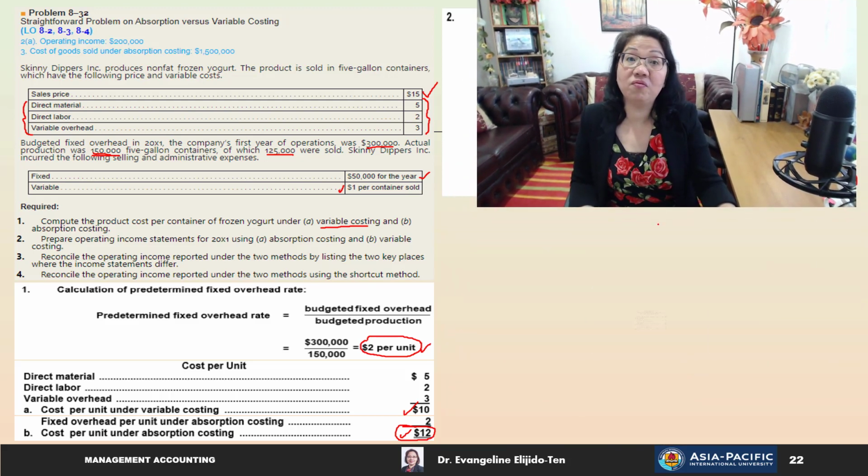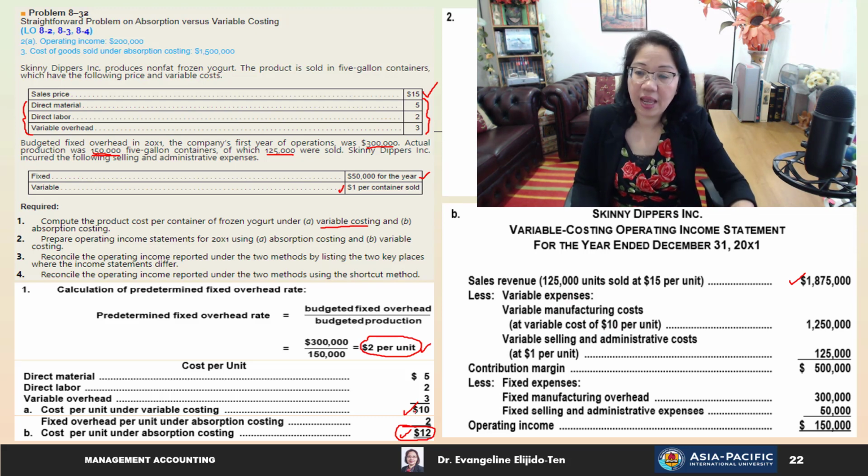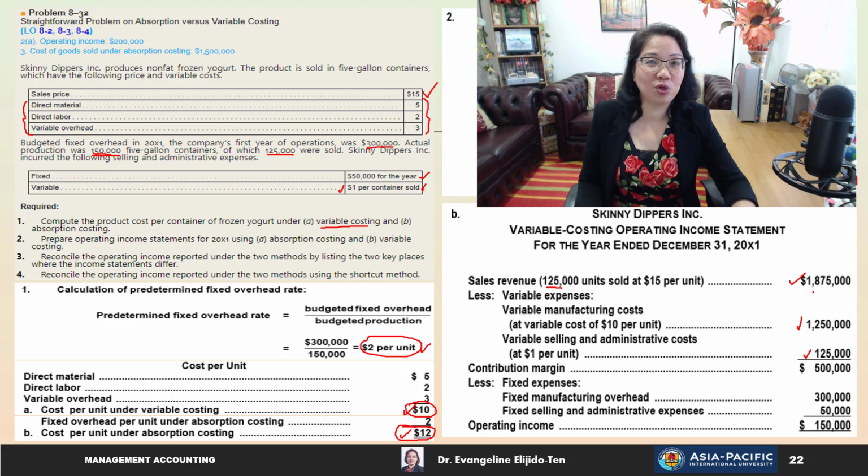So now let's go to variable costing. Sales would be the same, but the cost of goods sold will just be the variable manufacturing cost, and that is this $10 per unit. So $10 times 125,000 units will give us 1,250,000. We will also deduct the variable selling and administrative cost of $1 times 125,000. So that's 125,000. So now we can calculate contribution margin.